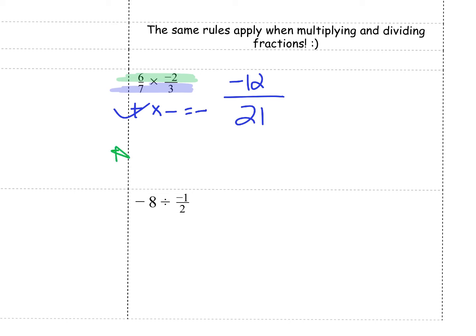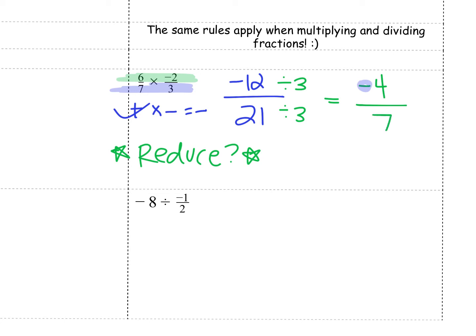And then you always need to ask yourself, can it reduce or simplify? 12 and 21, in my brain, I know they both divide by 3. So negative 12 divided by 3 is negative 4. Notice I did not lose my negative. Don't forget about those. And 21 divided by 3 is 7. And there's my answer.